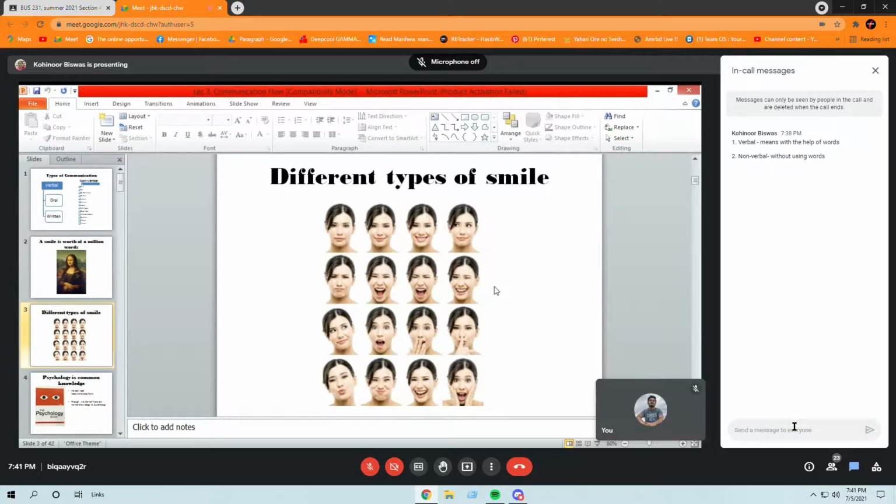Yes ma'am. This looks more formal. This looks a bit criticizing. This one looks as if she's surprised, and this one is also surprised, and she's indicating to pause someone else, and this one is bursting into laughter, something like that. So different smiles have different messages.